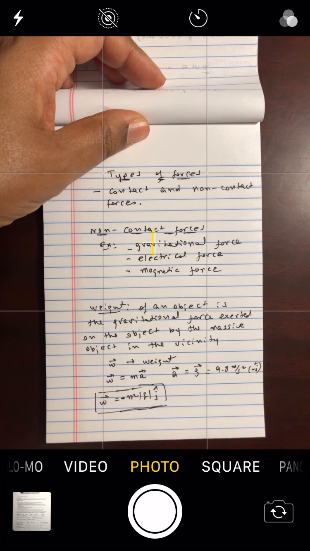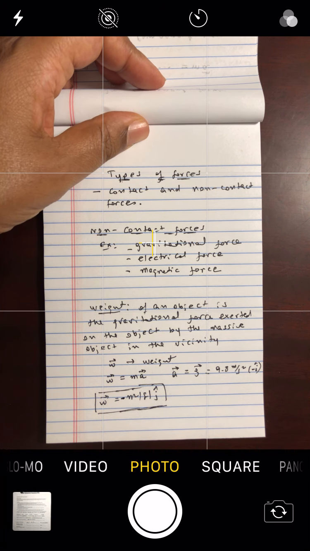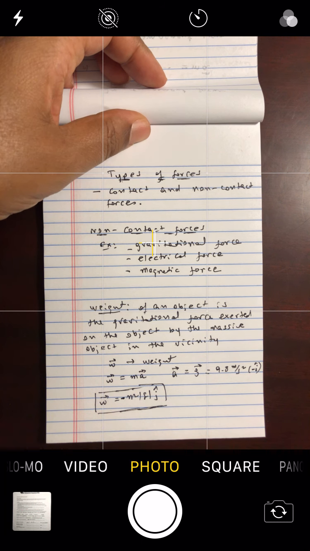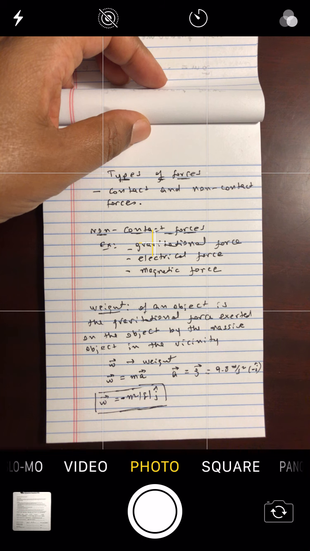So that's the formula for weight. The weight of an object on the surface of Earth is mass times the gravitational acceleration on the surface of Earth, and is always directed towards the center. Gravity is always an attractive force. If the object is on the moon, then this will be the gravitational acceleration on the surface of the moon.